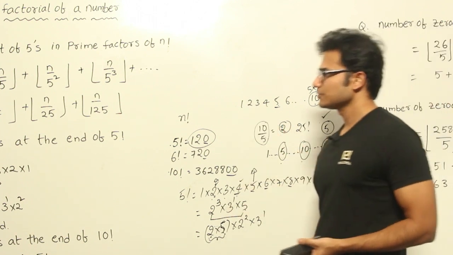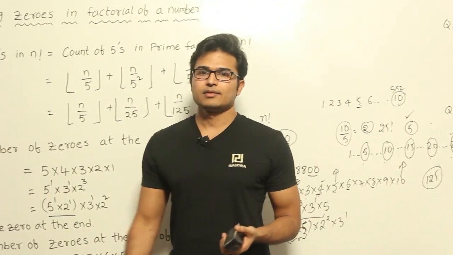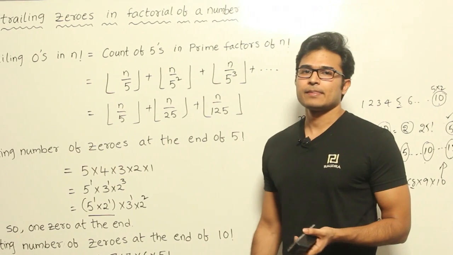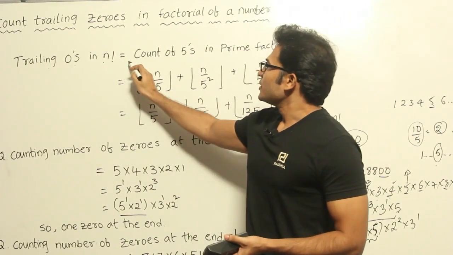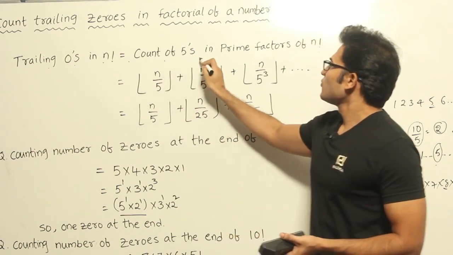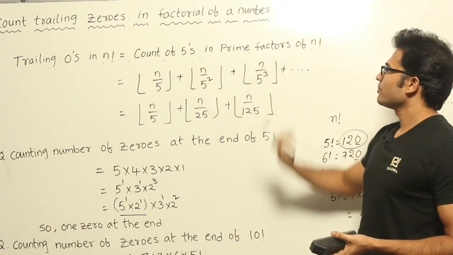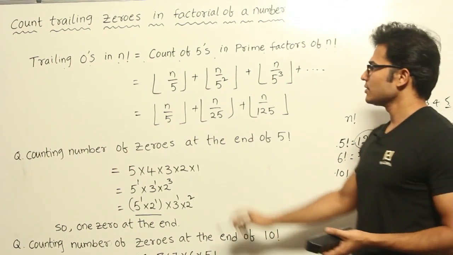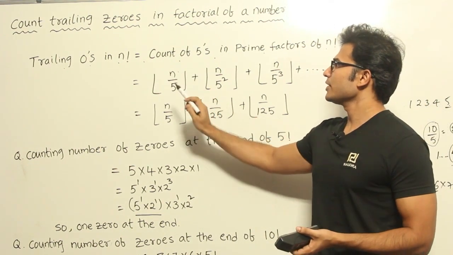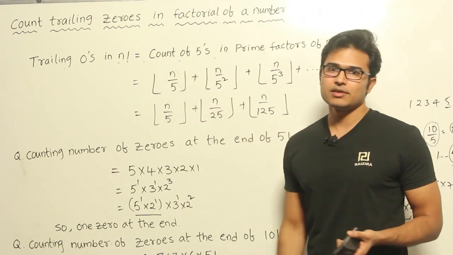Now let's see the method here. See this? Trailing number of zeros in n factorial will be equal to the count of 5s in the prime factors of n factorial, right? So what it means is, if you take n, you divide it by 5, then you are going to get how many 5s are there in n.